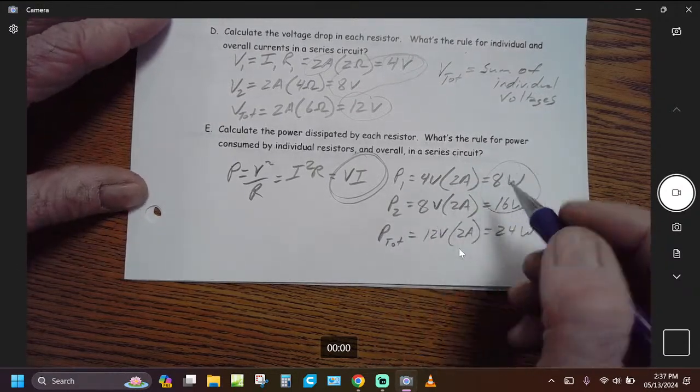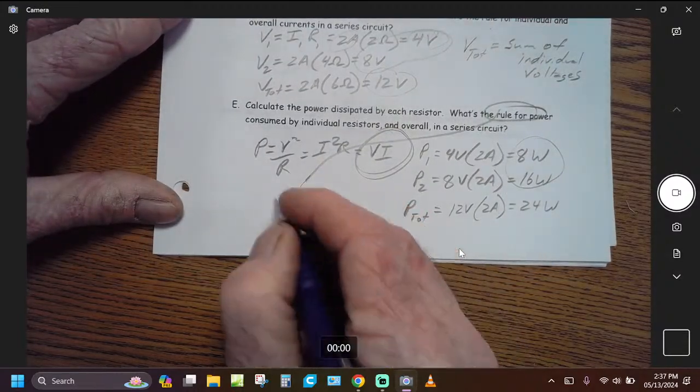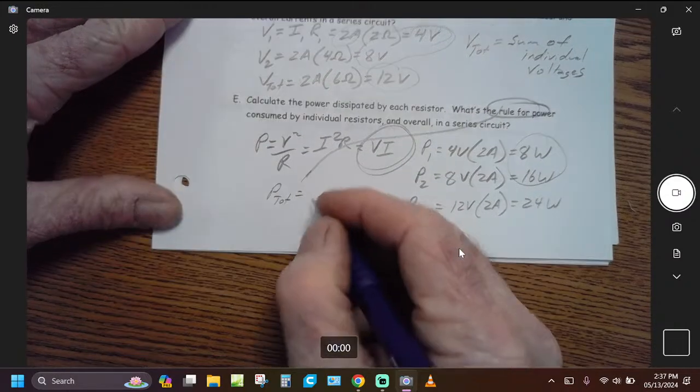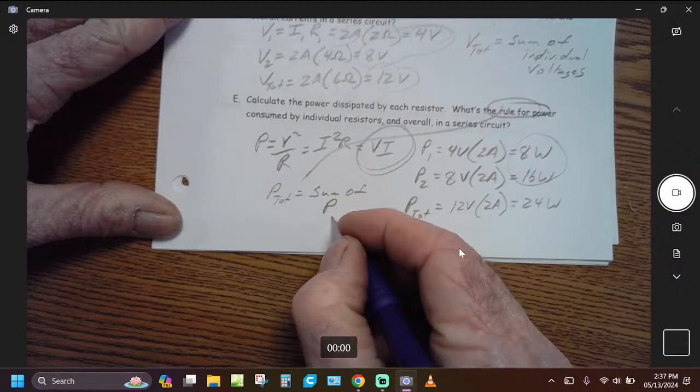So the rule for power consumed by individual resistors and overall is P total equals sum of P individual.